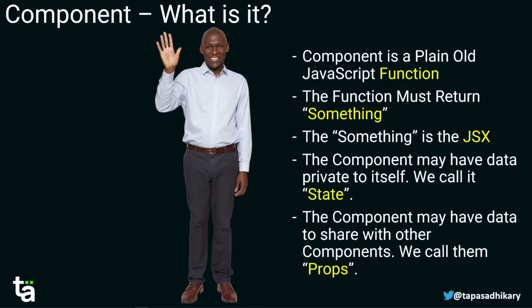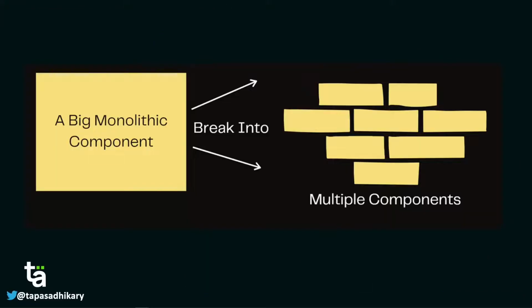So we'll repeat once quickly. Components are nothing but plain old JavaScript functions. Like a JavaScript function, it can return something. The something that we return is JSX. The data that is there in the component is called state. And components interact with each other with something called props. As we know these attributes of a component, let's now take a deeper look into what exactly a component is.